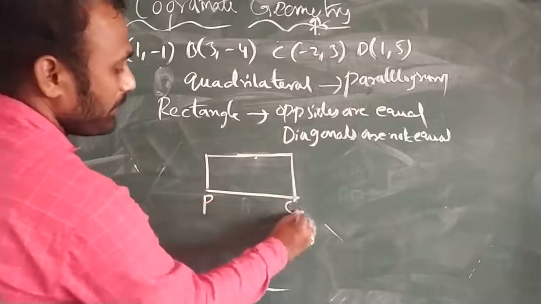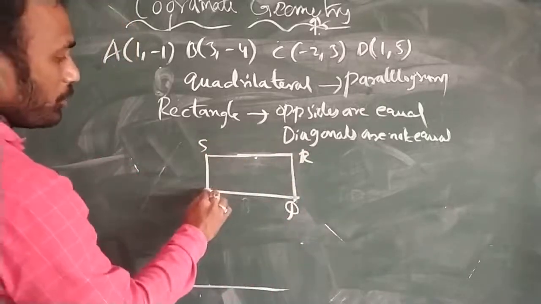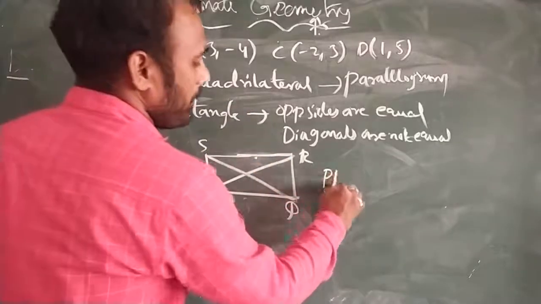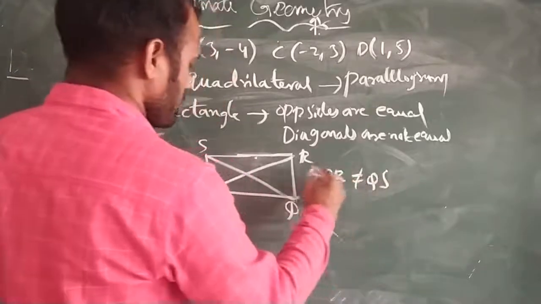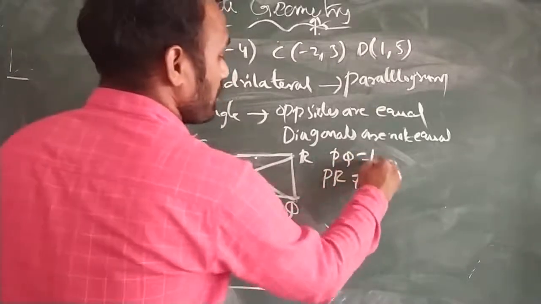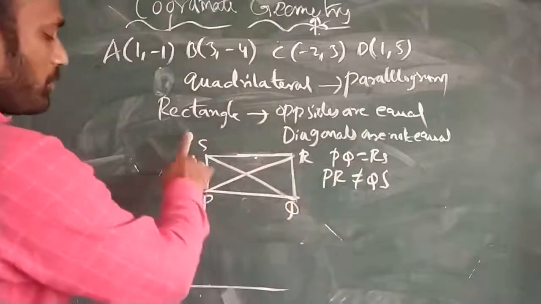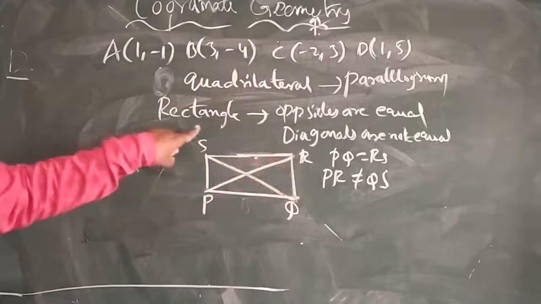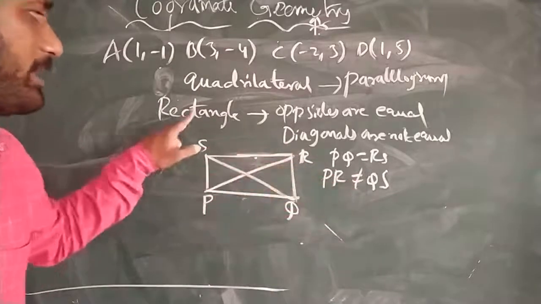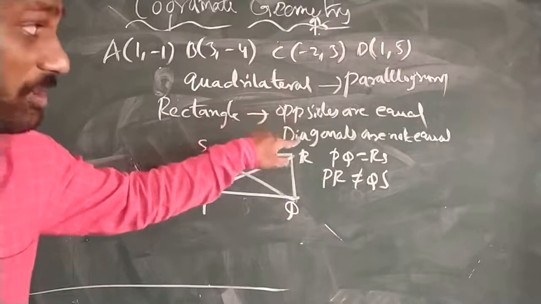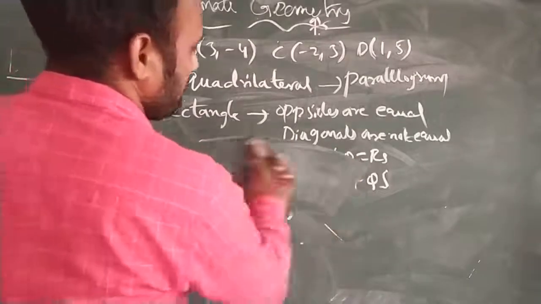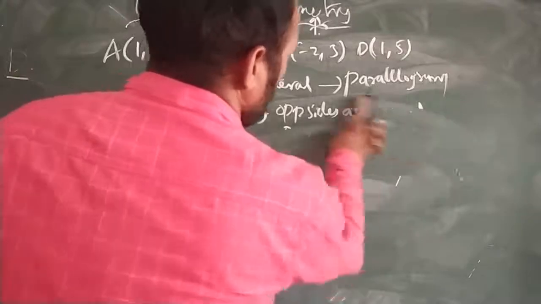So, take rectangle PQRS, in which the diagonals are PR and QS. Here PR is not equal to QS, but PQ is equal to RS as well as QR is equal to SP. So, if opposite sides are equal, then I will call it a rectangle. If diagonals are not equal, then I will call it a rectangle. If the two diagonals are equal and opposite sides are equal, then I will call it a parallelogram. Now, let us talk about another type. This is second. So, write down in notes.